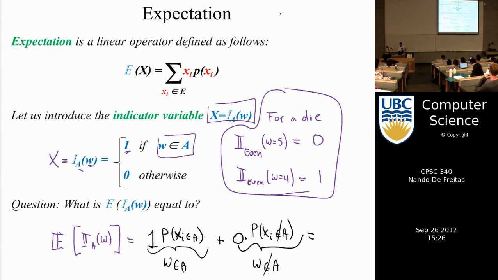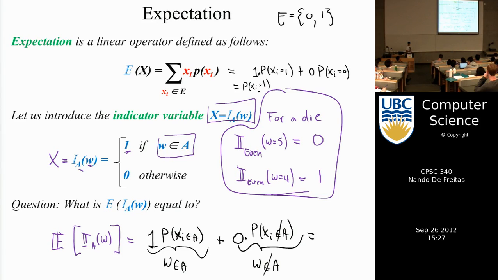Okay. Because imagine if xi is 0 or 1, then this is equal to 0 times the probability of xi equal 0 plus 1 times the probability of xi equal 1, which is just equal to the probability of xi equal 1. And so what we're doing here is precisely the same thing. This is just the probability that xi is in A. I used xi's instead of omegas. Let me correct that.